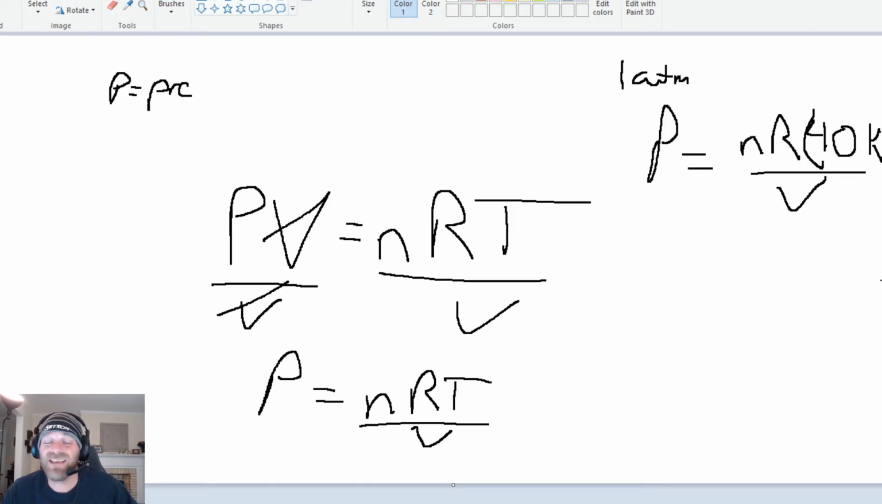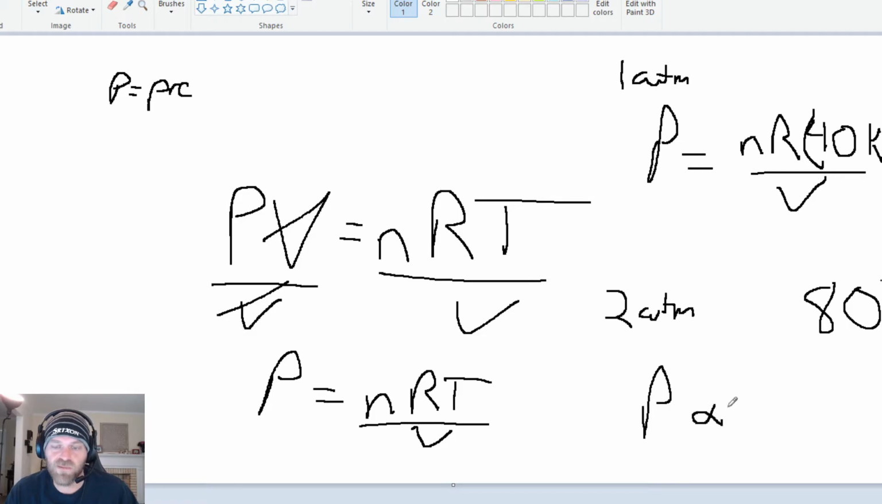Now let's say I make it 80 Kelvin. If I double that, it's just going to double the left side. So that makes 2 ATM. So pressure is directly proportional to temperature, right? That's Gay-Lussac's law right there.